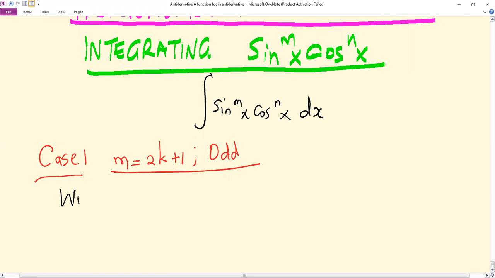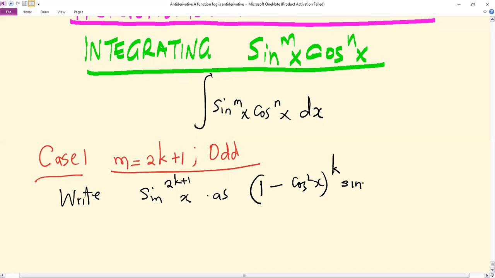So if we have that case, this is what you're supposed to do. Write sine raised to power 2k plus 1 of x as 1 minus cos squared x, multiplied by raised to power k, and then multiplied by sine x. You remember the identity that cos squared x plus sine squared x is 1. So sine squared x is the same as 1 minus cos squared x.